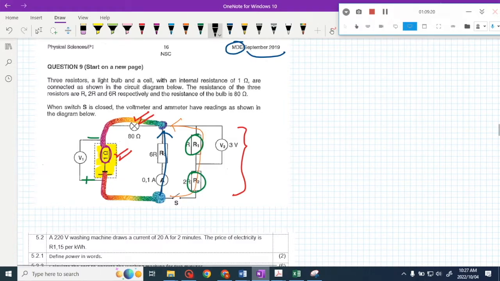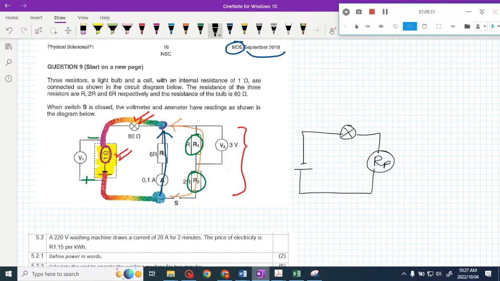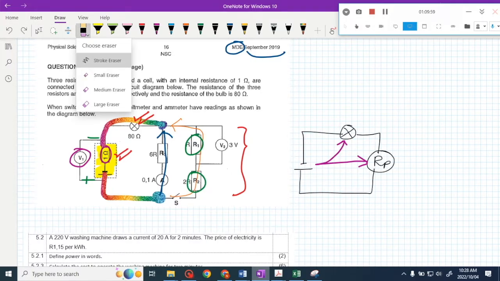We can simplify this circuit to something like this. A light bulb and a parallel RP, just like that. They're connected in series. So please understand that whatever is measured by V1 is not all going to be measured across this connection. Potential difference is divided in series, so it's going to split. Once it is done splitting, we can say, but this is not one resistor. It's actually a few resistors.